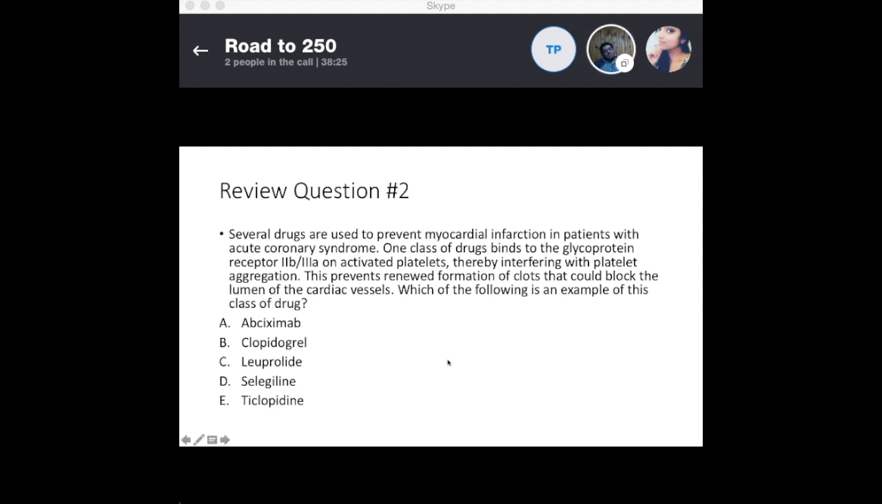So kind of an easier one. Several drugs are used to prevent myocardial infarction in patients with acute coronary syndrome. One class of drug binds to the glycoprotein receptor 2B3A on activated platelets, thereby interfering with platelet aggregation. This prevents renewed formation of clots, and that could block the movement of the cardiac vessel. Which of the following is an example of this class of drugs? A for apple. The answer is A.